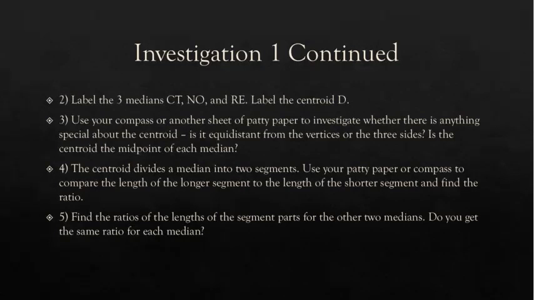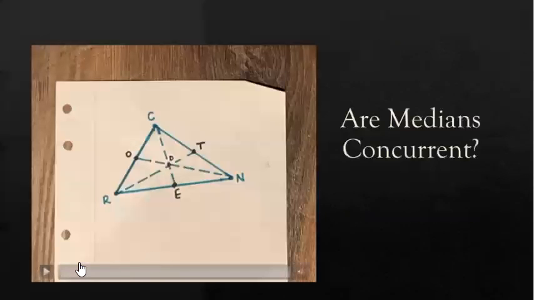The centroid divides the median into two segments. We see a longer segment and a shorter segment. Let's use our patty paper or compass or maybe even a ruler to compare the length of the longer segment to the length of the shorter segment and find a ratio. Is the ratio of the length of segment parts the same for the other two medians? Here's a video of how I looked at that.